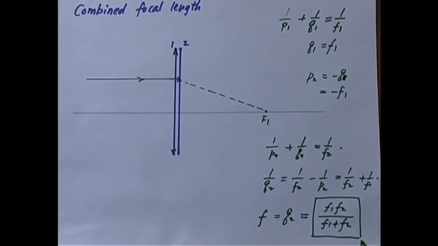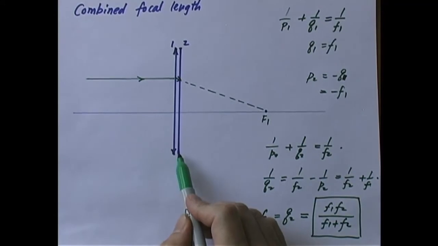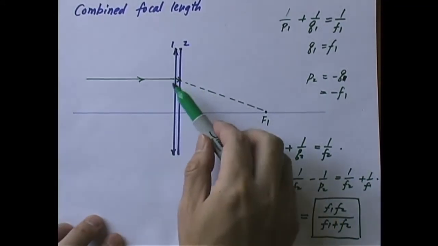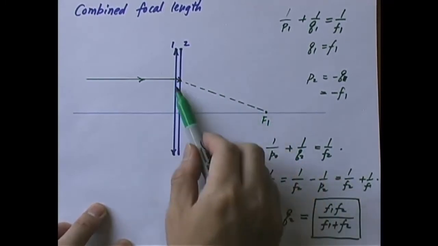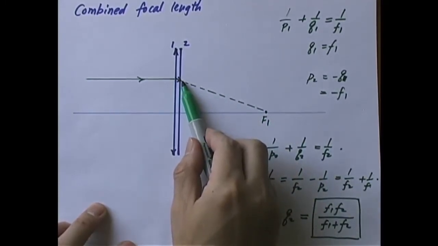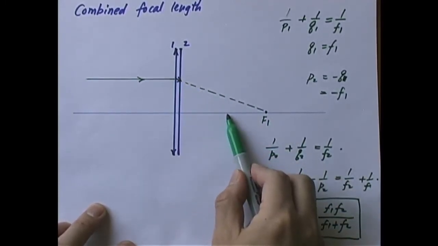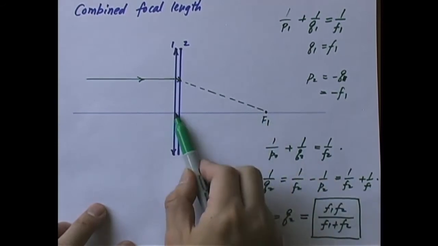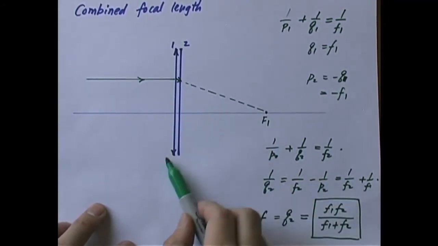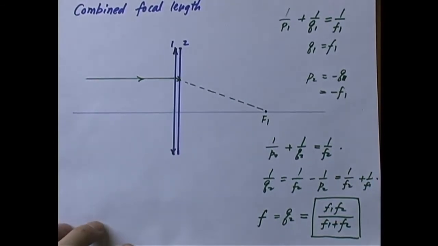Now let's see if this makes sense. Suppose both lenses are positive. Both lenses are focusing lenses. So after the first lens, the light is going to focus here. Now the second lens is going to focus even further, so it's going to bend towards the optical axis even further. So the combined focal length will be shorter than F1 and shorter than F2. It just stops the light even faster because both lenses will focus the beam.